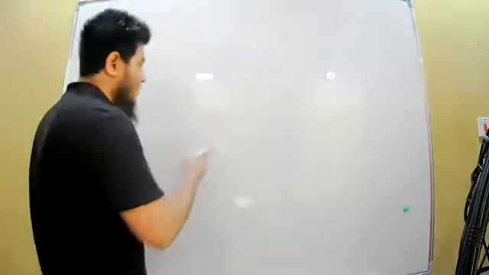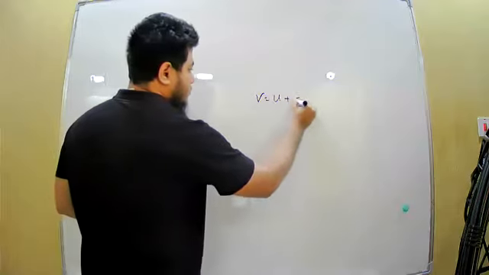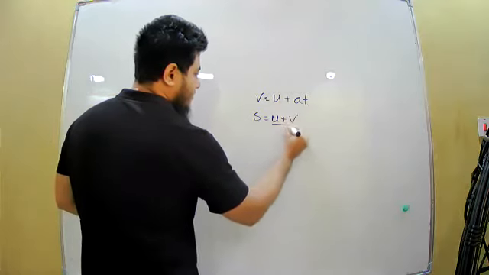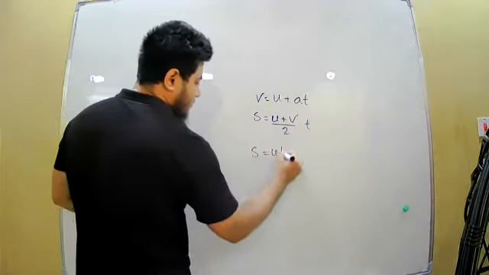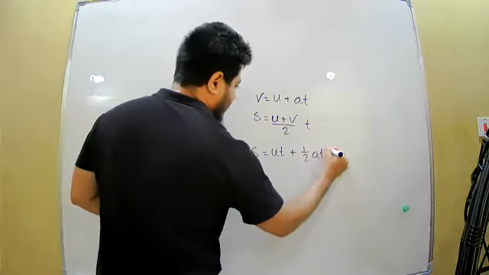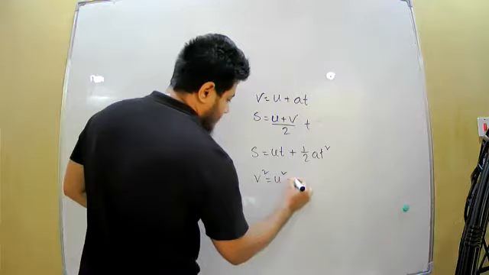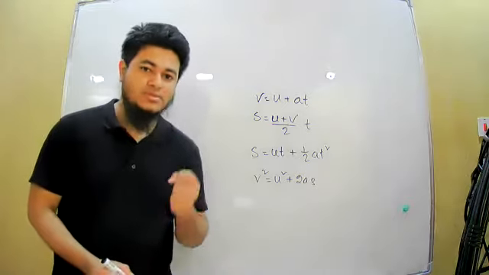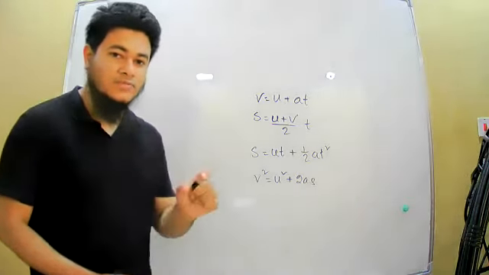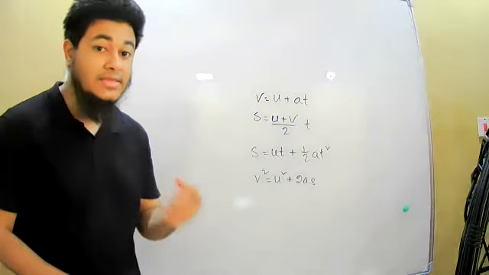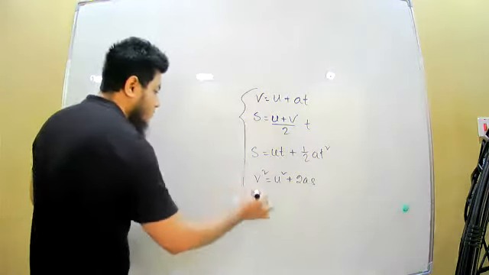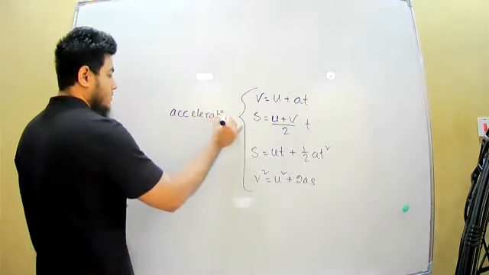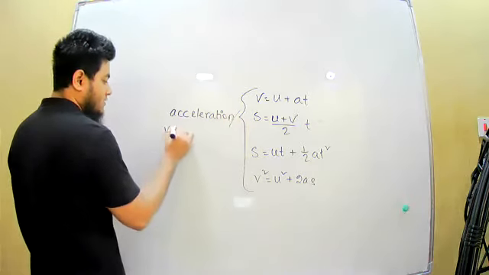We already studied four equations of motion, right? If you remember, V equals U plus AT, S equals (U plus V) divided by 2 into T, S equals UT plus half AT square, V square equals U square plus 2AS. Please remember, these equations are applicable when the body's velocity is changing, that means it is having an acceleration. We apply these equations when there is acceleration, or we can say the velocity is changing.